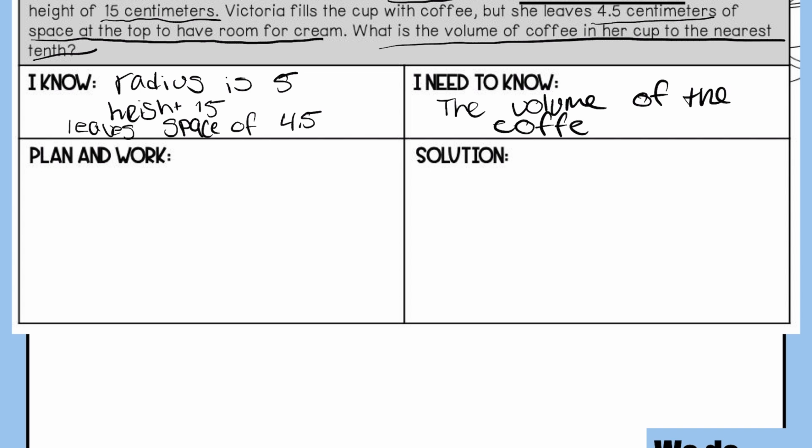So we first need to know, we're looking at the volume of the cylinder. So our formula for the volume of the cylinder is pi r squared times the height. It's that area of a circle times the height. So we have pi r squared times the height.